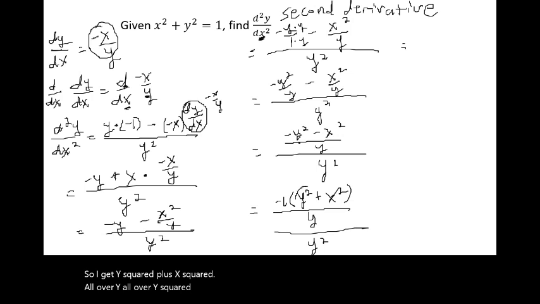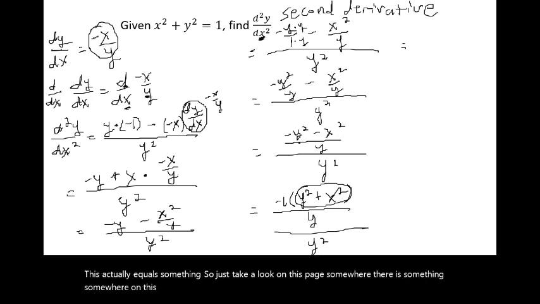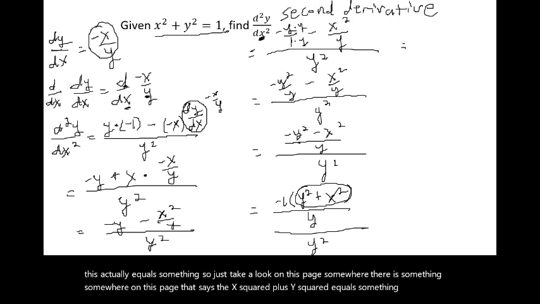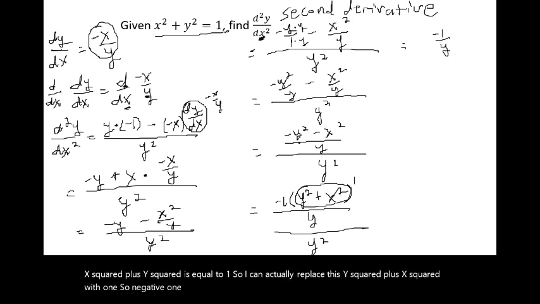Now, y squared plus x squared, this actually equals something. So just take a look on this page somewhere. There is something somewhere on this page that says that x squared plus y squared equals something. x squared plus y squared is equal to 1. So I can actually replace this y squared plus x squared with 1. So negative 1 times 1 is negative 1 over y, and that's all going to be divided by y squared.